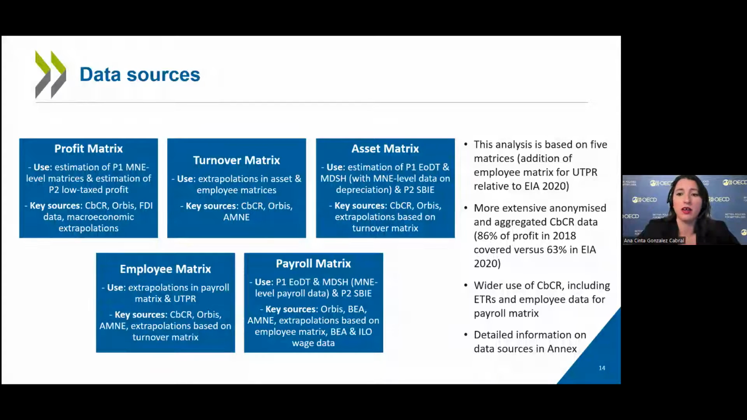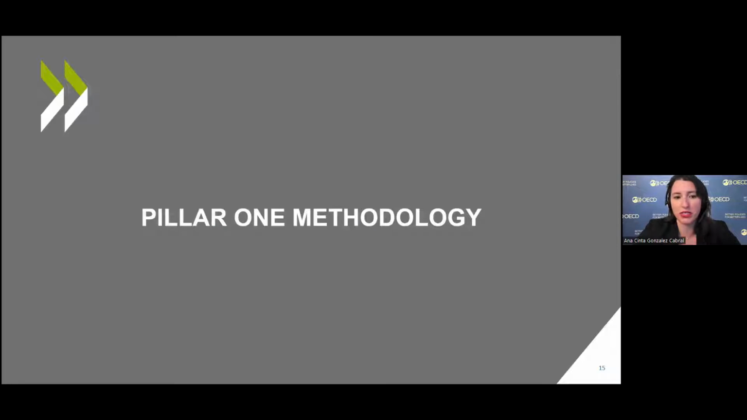And this includes firm level data such as Orbis, and you will see this plays an important role for Pillar 1, but also other aggregated data sets on M&E activity, for instance, the activities of multinational data set, as well as other macro level data sources. So with this, I conclude the short overview of the data and the overview of the modeling approach, and I give the floor back to Piers, who will present on the Pillar 1 methodology and results.